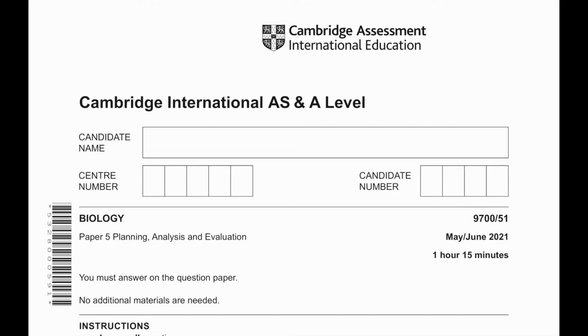Hello everyone. Today we'll be solving Cambridge International AS and A Level Biology Paper 5, Planning, Analysis and Evaluation, May-June 2021, Paper 51.